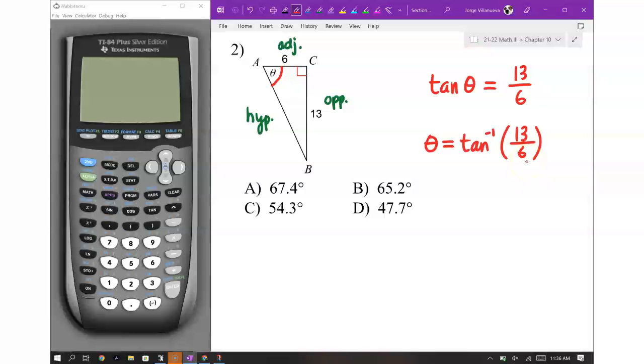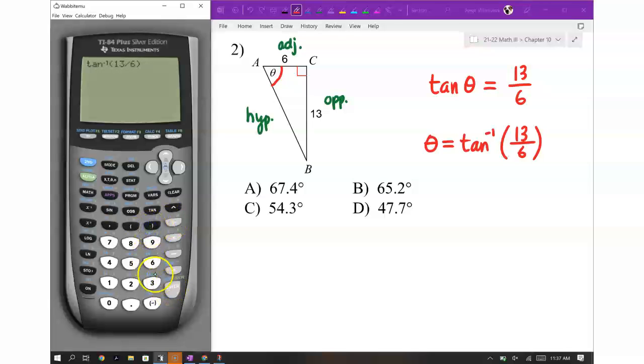Look, so theta equals tangent inverse of 13 over 6. Now I'm going to get my calculator because that's basically all the work you have to do. The only last step is to write an answer or circle your answer, whatever you want. So I'm going to press second tangent. You'll notice on my calculator it says tangent inverse. And then 13 divided by 6.